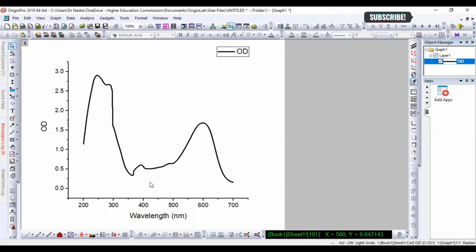Thank you very much. Hopefully you understand how to calculate the optical density from the absorbance data of the spectrophotometer, and then plot the optical density against different wavelengths.